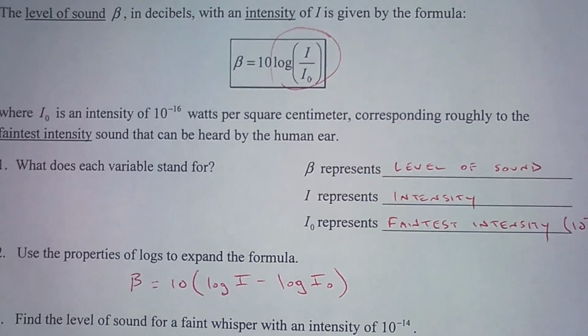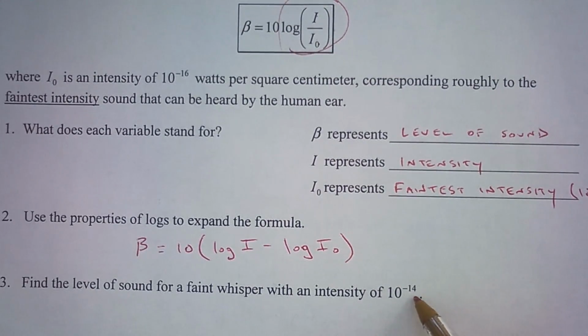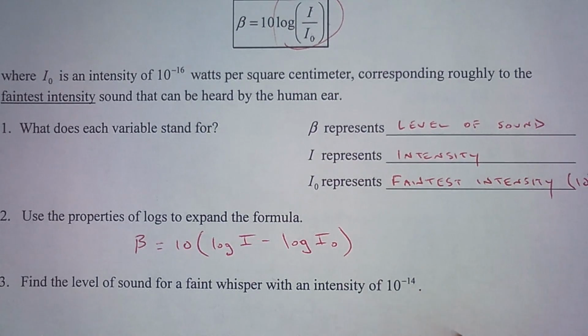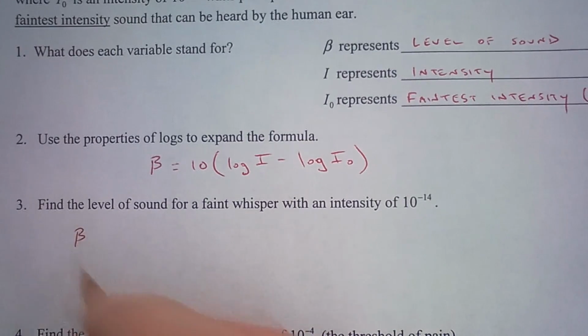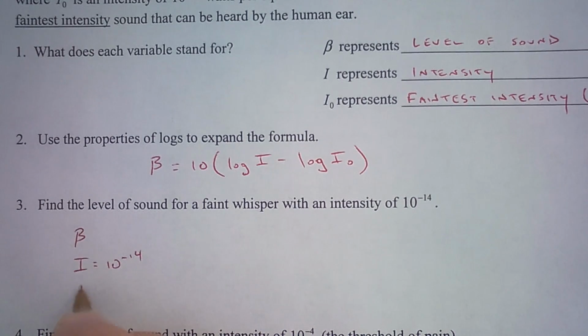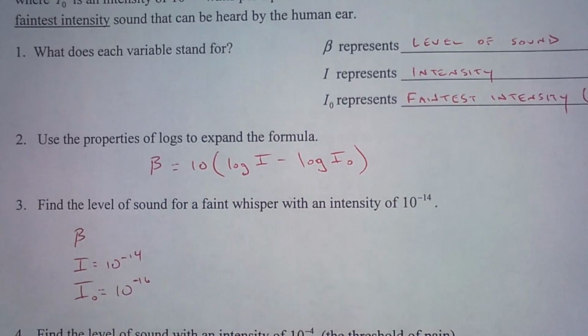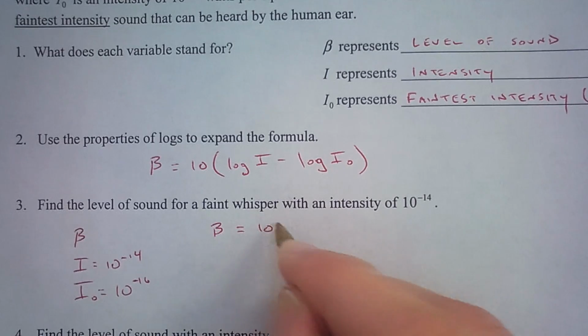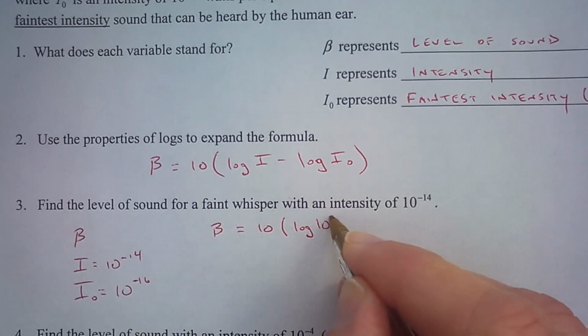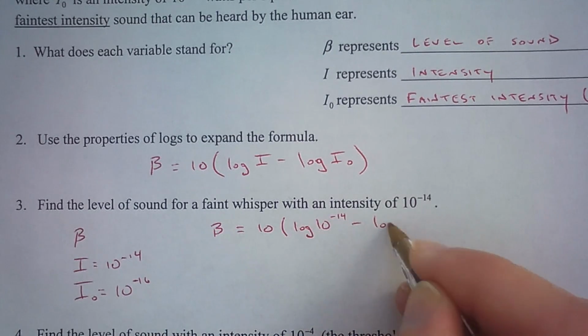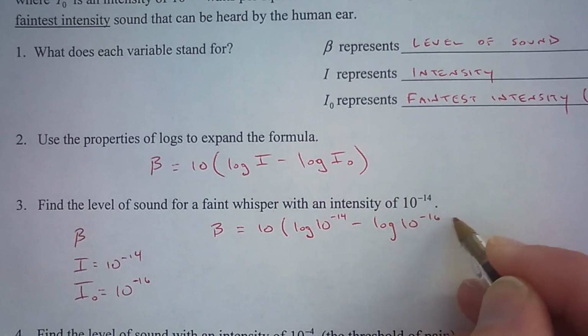Find the level of sound for a faint whisper with an intensity of 10 to the negative 14. So here's the intensity, let's find how many decibels that is. The decibels is what I'm looking for. The intensity is 10 to the negative 14. And I sub 0 is the faintest intensity picked up by the human ear, which is a constant at 10 to the negative 16. So we have 10 times log 10 to the negative 14 minus log 10 to the negative 16.